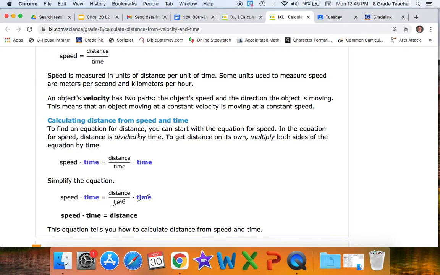To find an equation for distance, you can start with the equation for speed. In the equation for speed, distance is divided by time. To get distance on its own, multiply both sides of the equation by time. So speed times time and distance divided by time times time will cancel out the time on the side to solve for distance. So distance equals speed times time. Distance equals speed times time. Distance equals speed times time. Hopefully that helps you remember it.